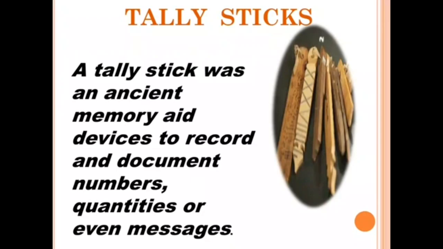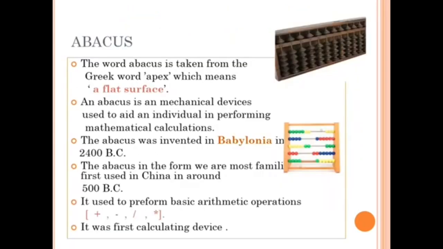Our first device is tally sticks. They store things on the sticks. They write all the quantities, even messages, on these sticks only. The next one is the abacus. It is a flat surface, invented by the Babylonians, and it was the first calculating device. It does the basic operations like addition, subtraction, multiplication and division.